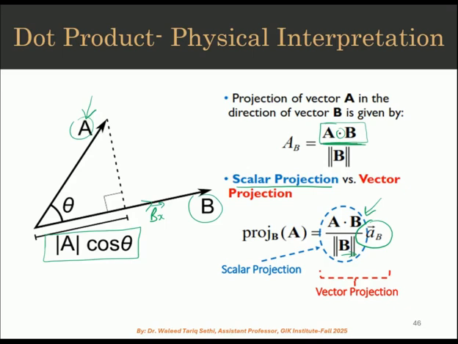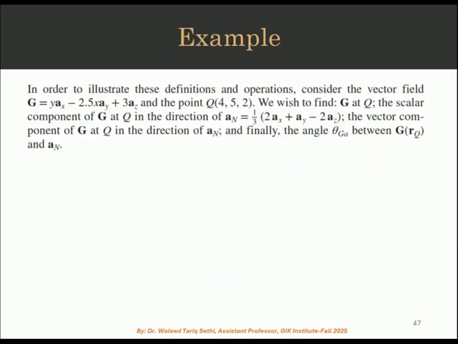So this is the physical interpretation of the component of a vector. In order to further understand this concept, let us look at an example and see how we can go about this. Let us read the question. The vector field provided to us is represented as G, and we have been given a point Q. The first thing we need to find is what is G at Q. The second is what is the scalar component of G at Q in the direction of a of n, the third is what is the vector component of G at Q in the direction of a of n, and finally what is the angle between G and a of n. So these are the four things that we need to solve.